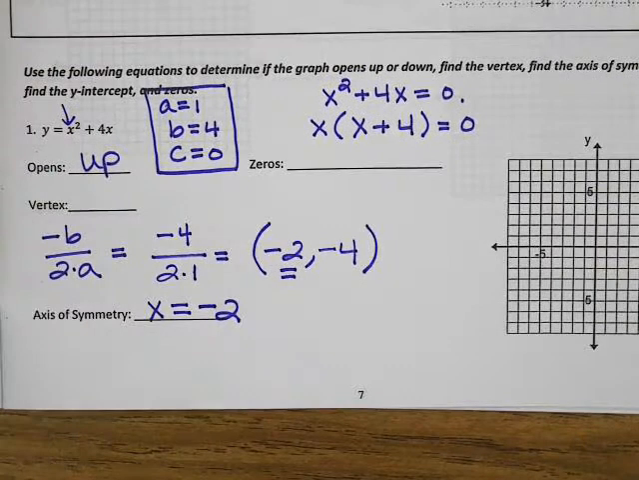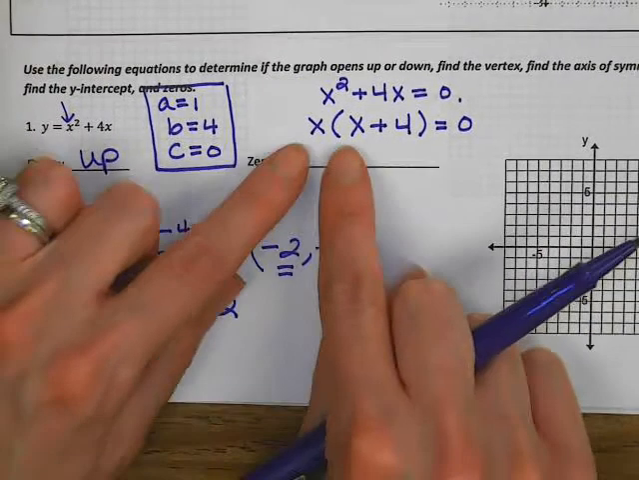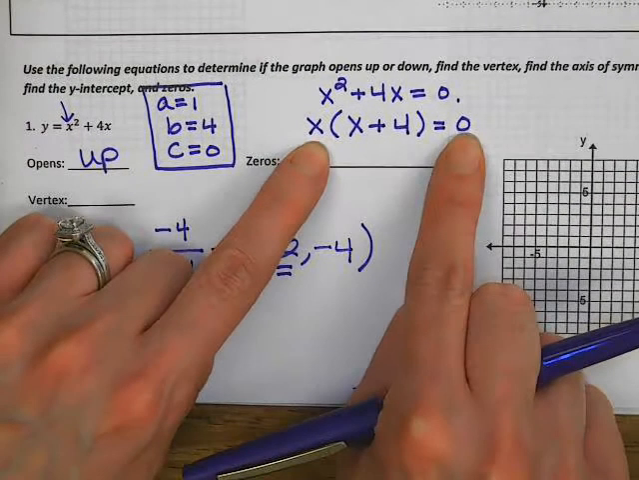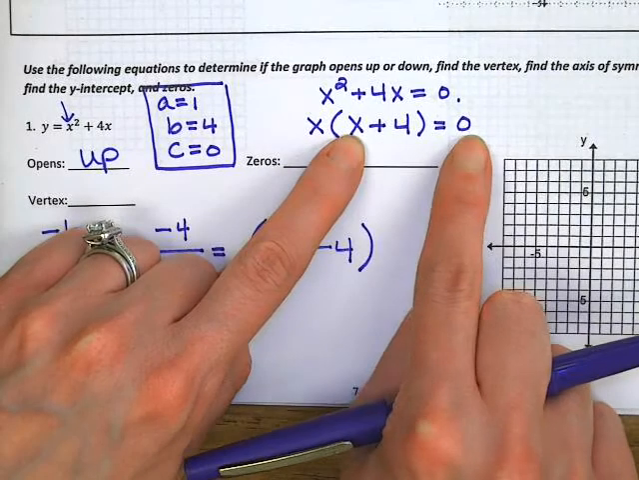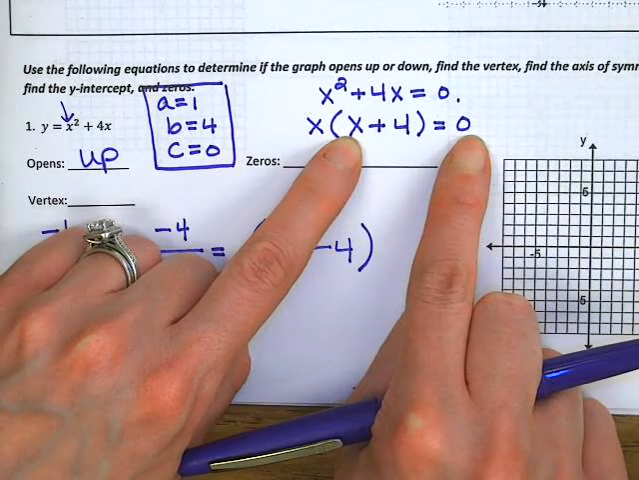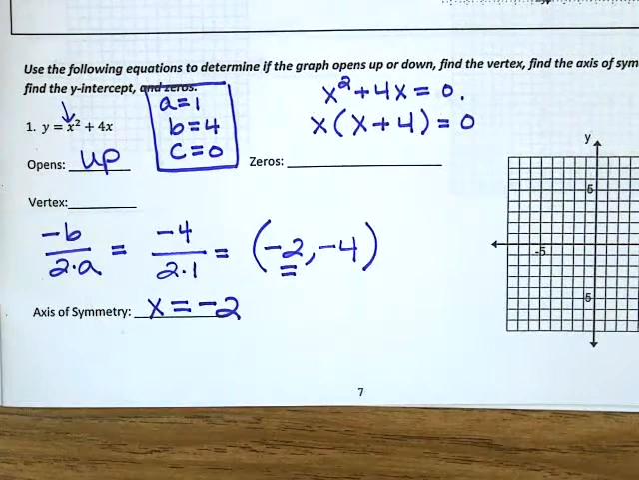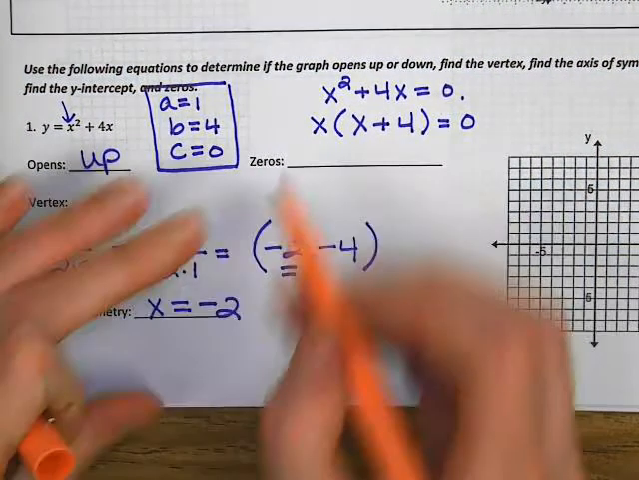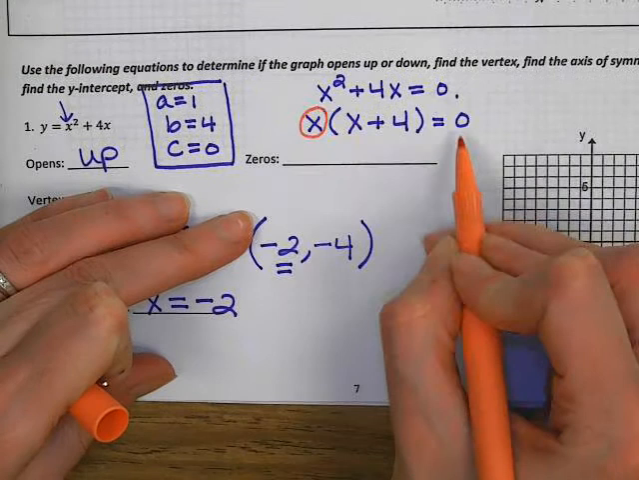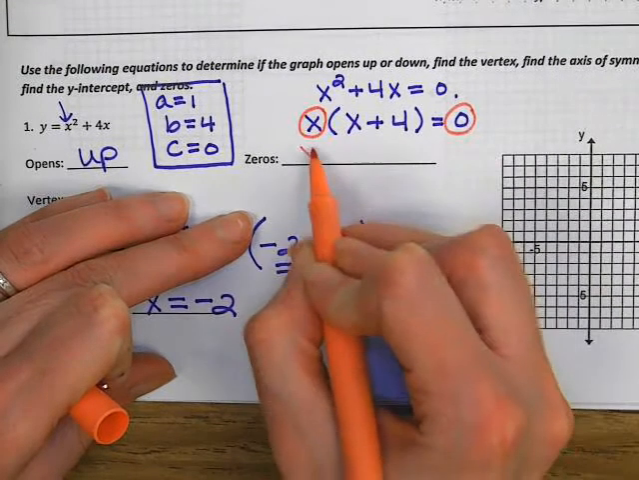Okay, now here's how you solve this. What you have to do is set x equal to 0 and x plus 4 equal to 0. And those will be your two solutions. So the first one's really easy. If there's just a single x, then your first solution is just x equals 0.